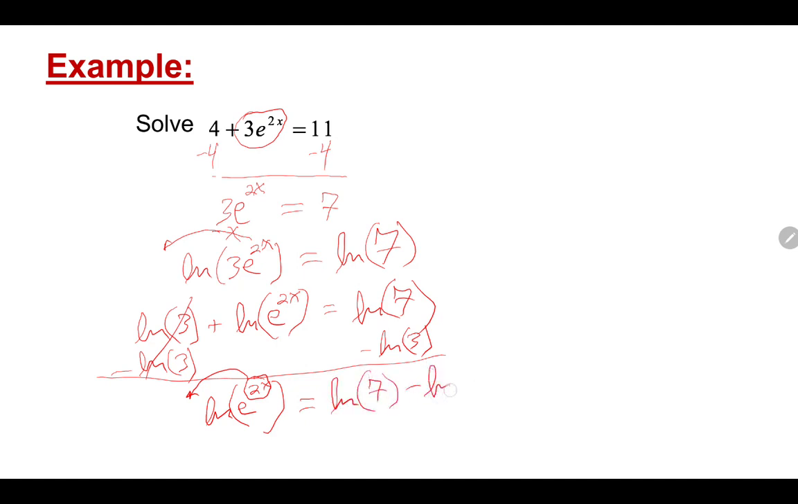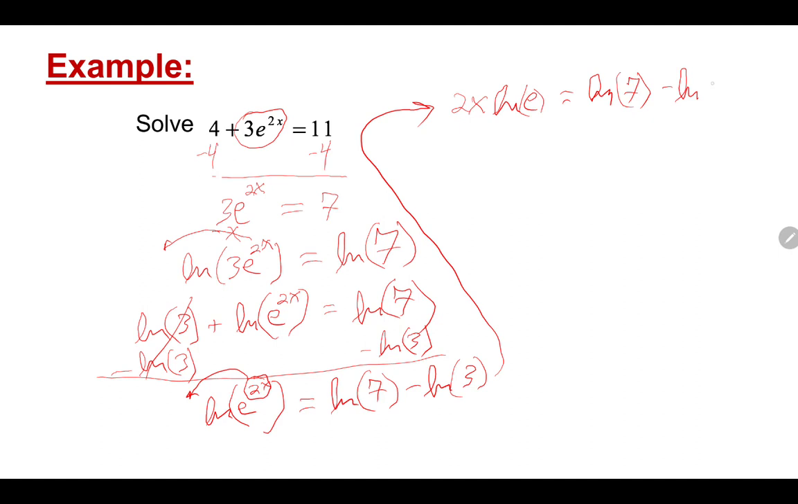And I have ln of 7 minus ln of 3. And yes, I can combine that side if I need to. I'm just going to see what happens here. Let me take this up to over here, though. And we'll pull the 2x out front. 2x ln of e is equal to ln of 7 minus ln of 3. Well, ln of e is just 1.